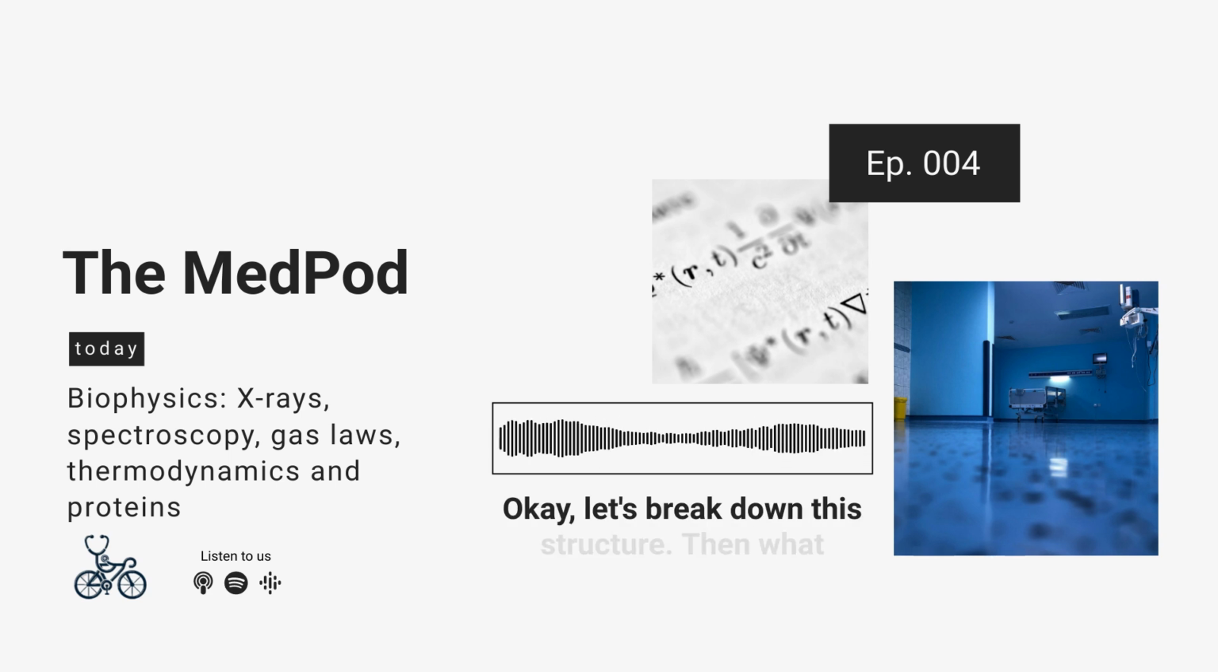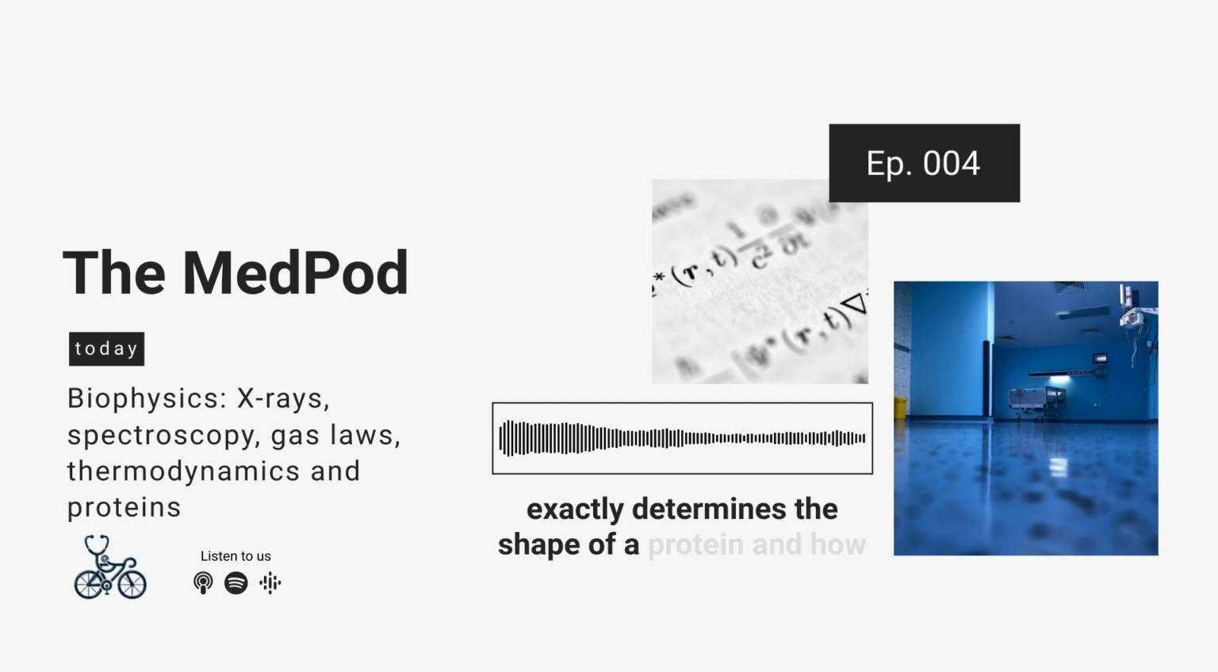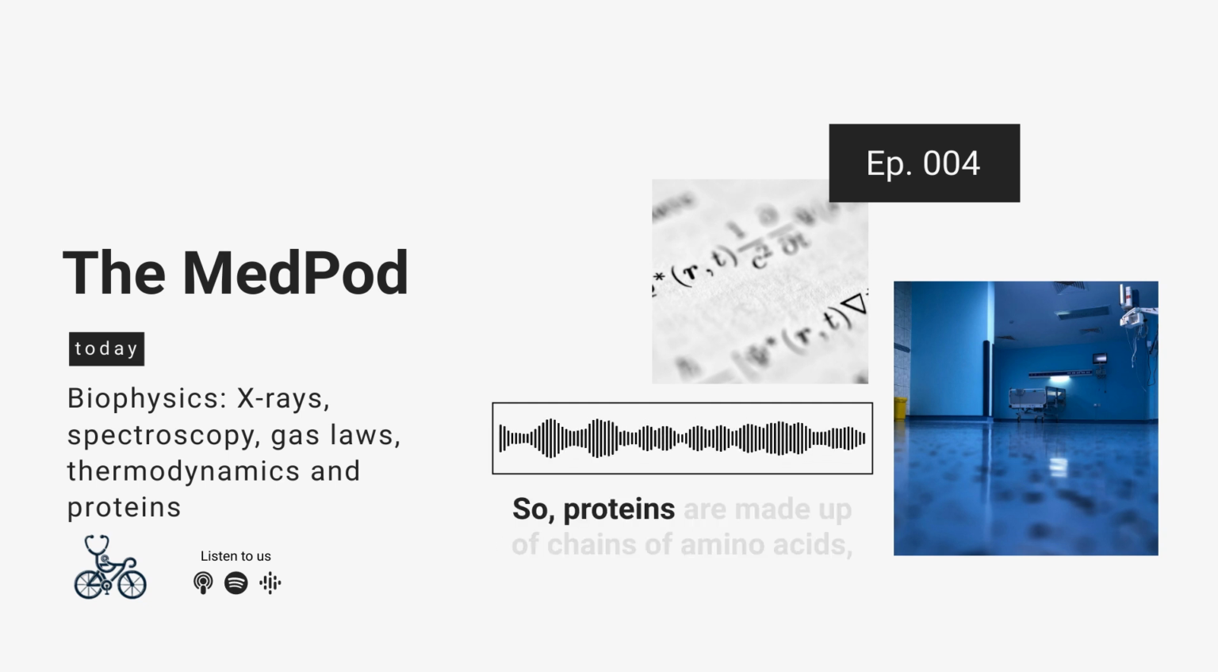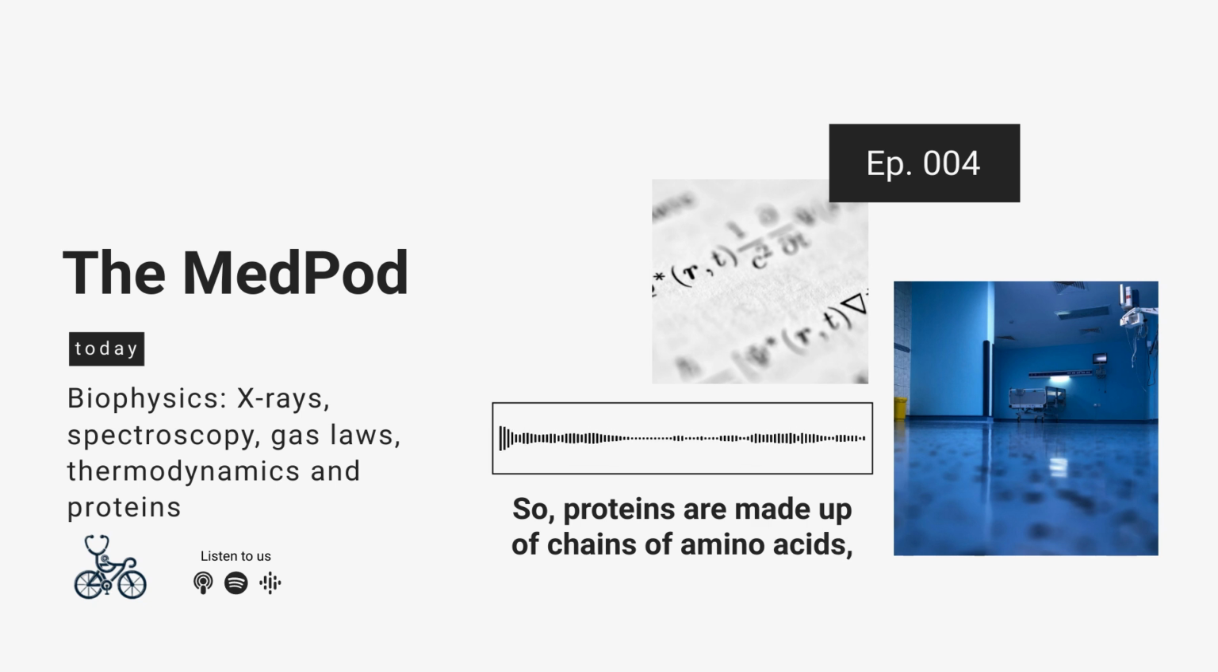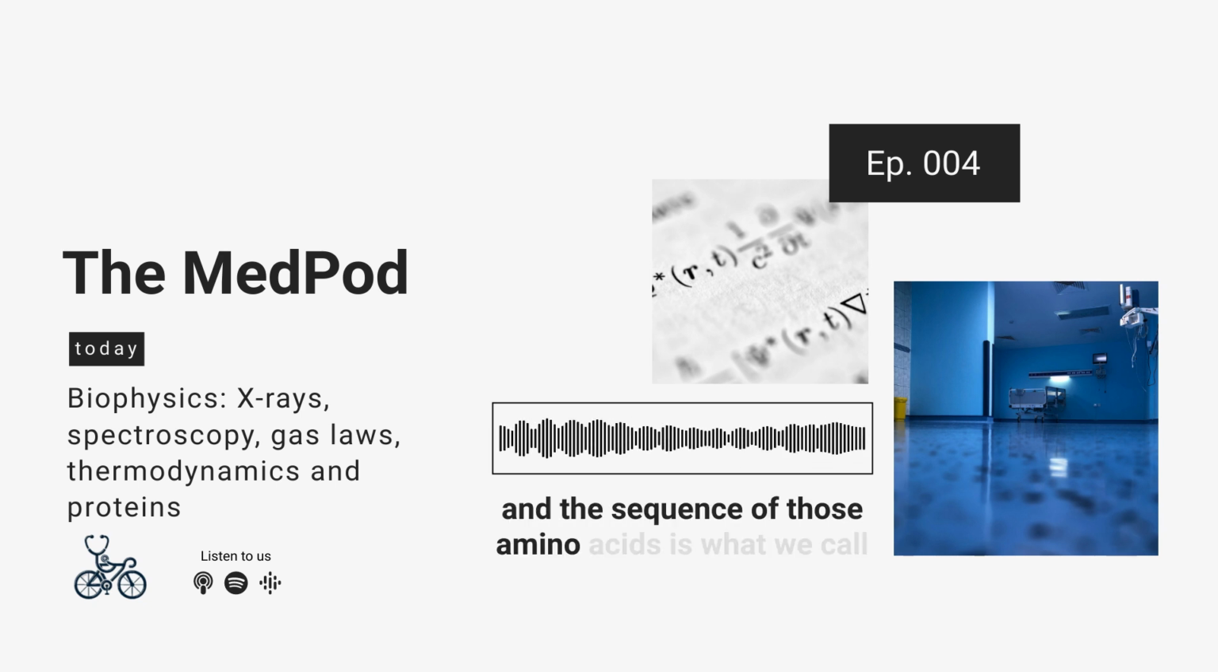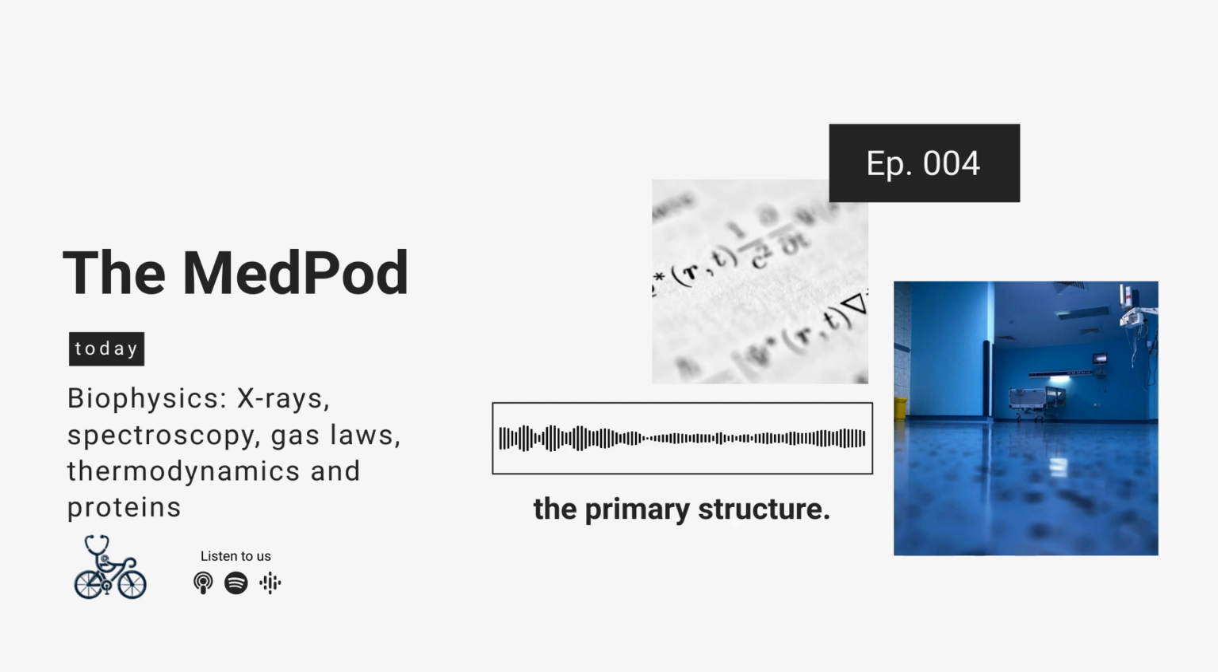Okay, let's break down this structure then. What exactly determines the shape of a protein and how it works? So proteins are made up of chains of amino acids. And the sequence of those amino acids is what we call the primary structure. Think of it like the blueprint that dictates everything else. So just like the order of letters in a word determines its meaning, the order of amino acids determines what the protein is and what it does.